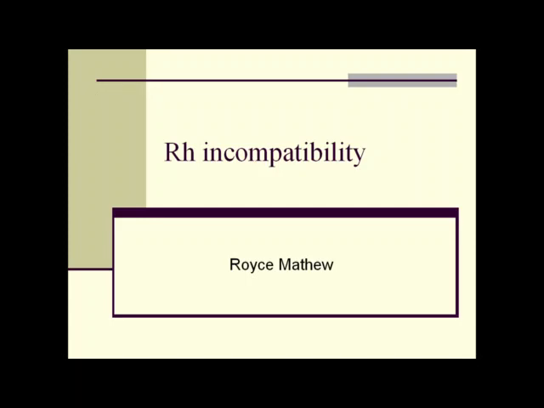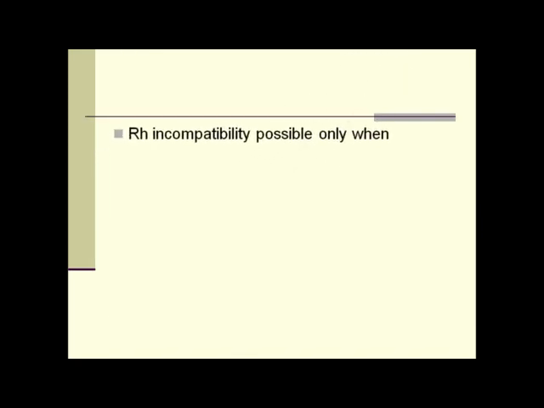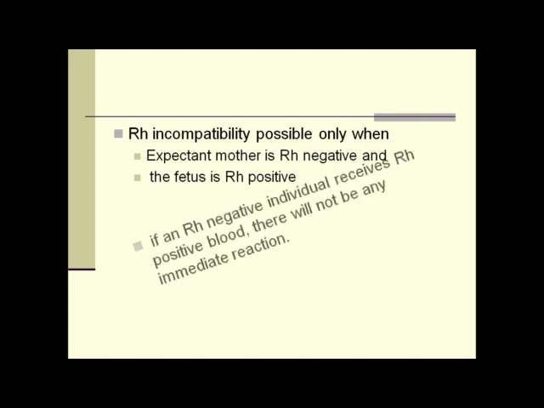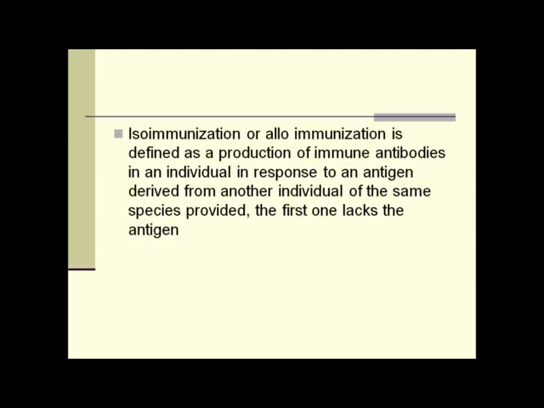Good morning, students. Today we will see about Rh incompatibility. Rh incompatibility is possible only when the expectant mother is Rh negative and the fetus is Rh positive. If an Rh negative individual receives Rh positive blood, there will not be any immediate reaction.